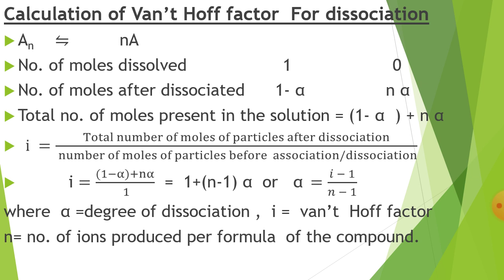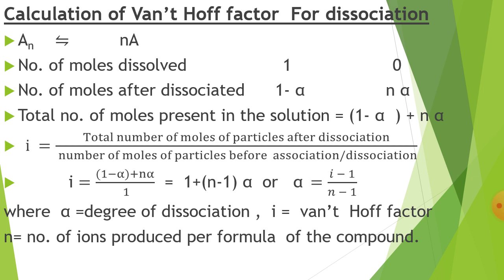Here the number of moles of A increases, that's why this example is for dissociation. Now the number of moles dissolved: in the starting phase, 1 mole of A and 0 moles of An, but after some time what happens? The number of moles after dissociation. So we take the degree of dissociation as alpha, or it may also be taken as X. So 1 minus alpha molecules or particles remain.